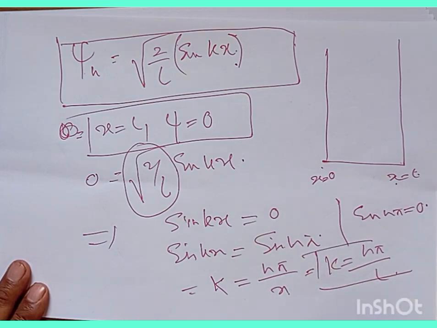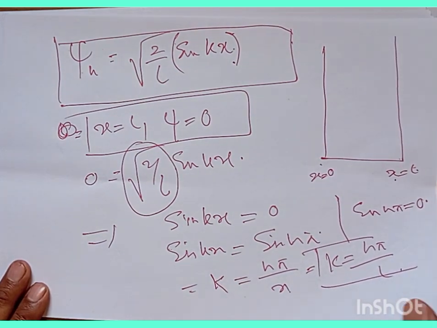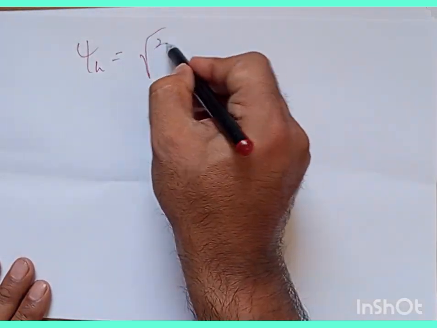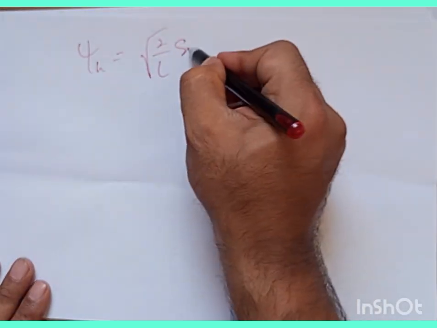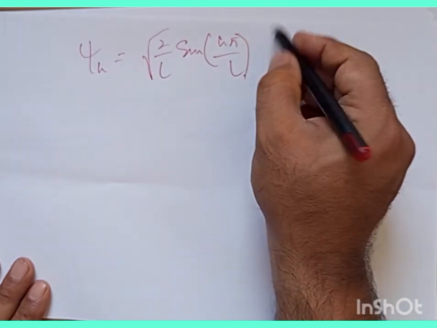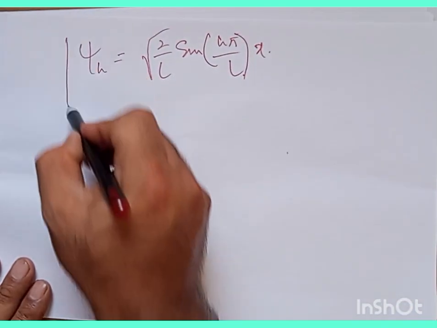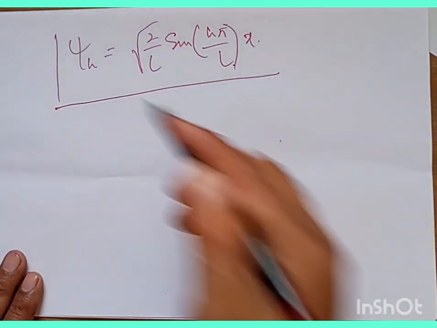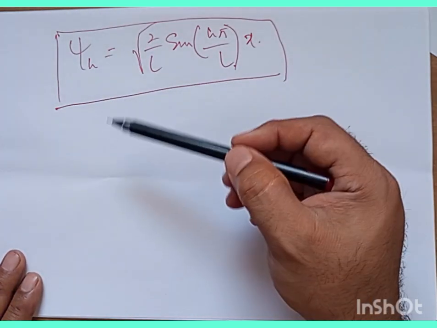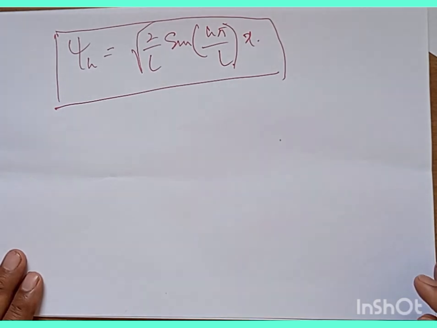So we can write down the wave function for the problem that we have chosen, and what will be the wave function? That will be psi n is under root of 2 by L sine of n pi by L x. So this is our generalized wave function for this particle which is encountering infinite potential, and we can have different values for this wave function.